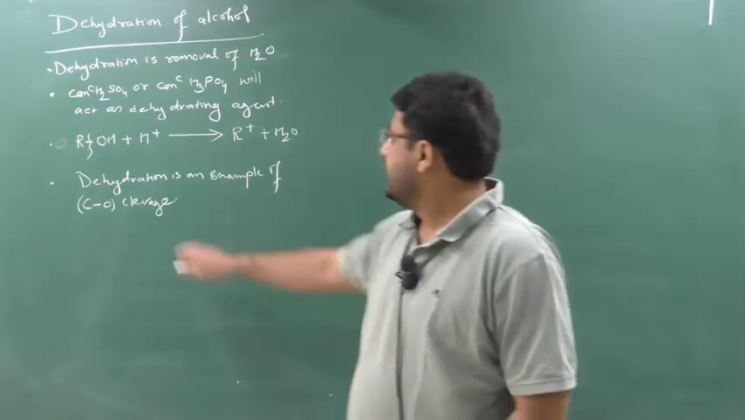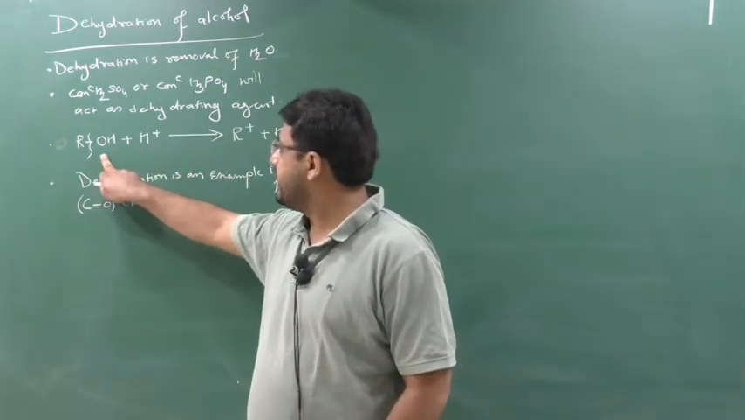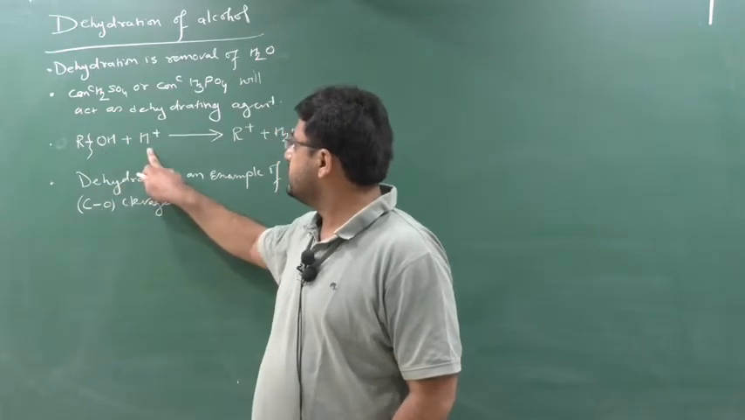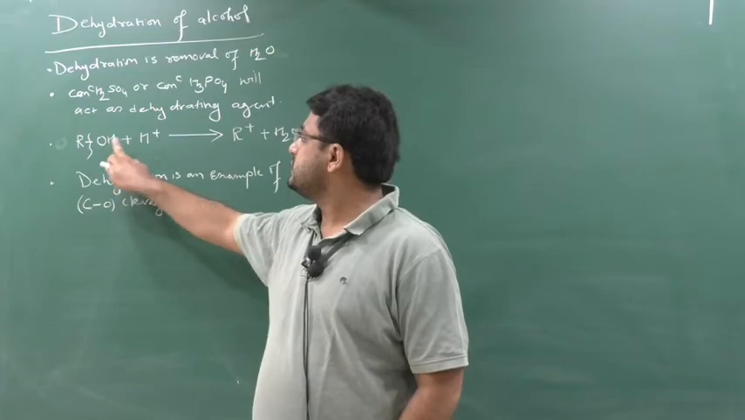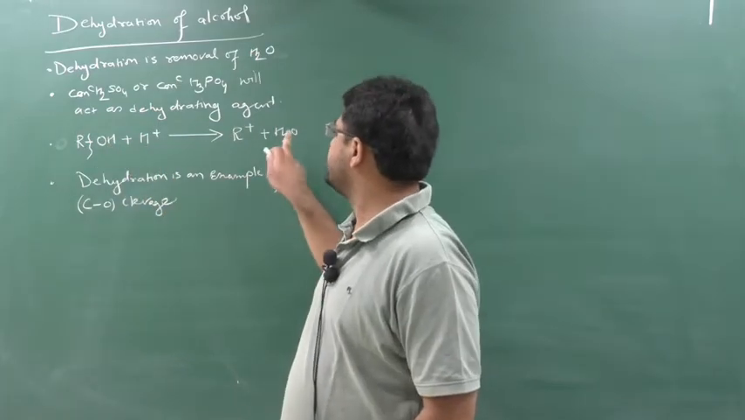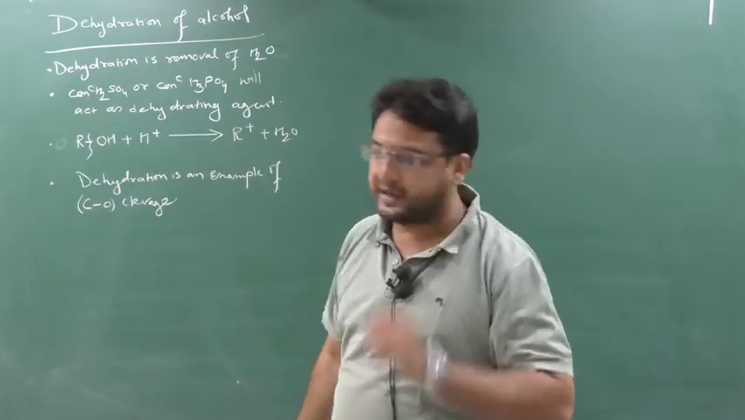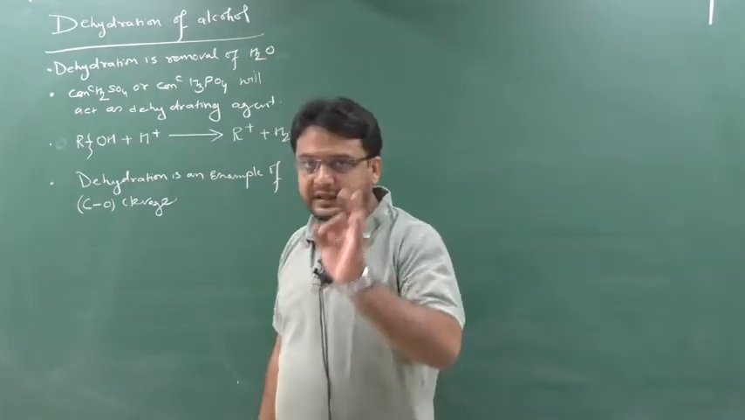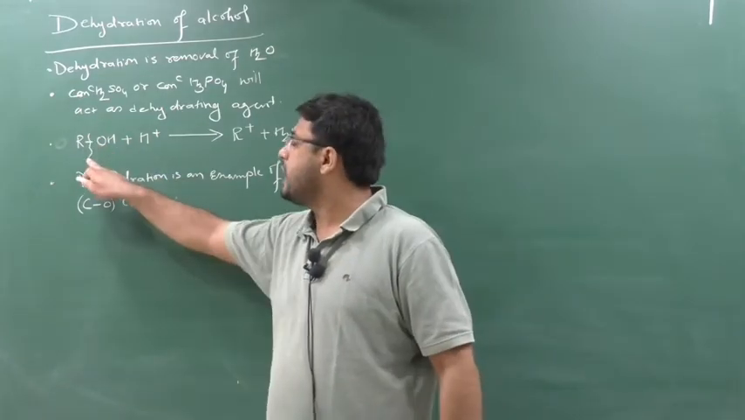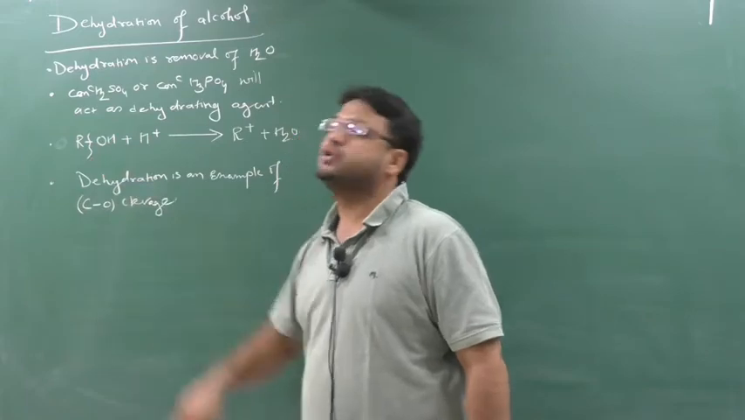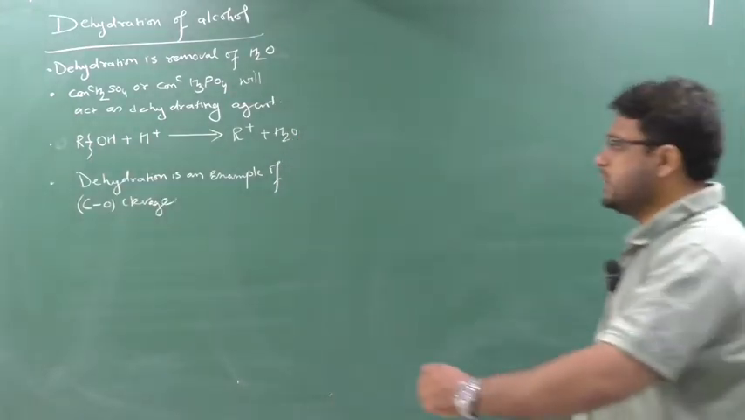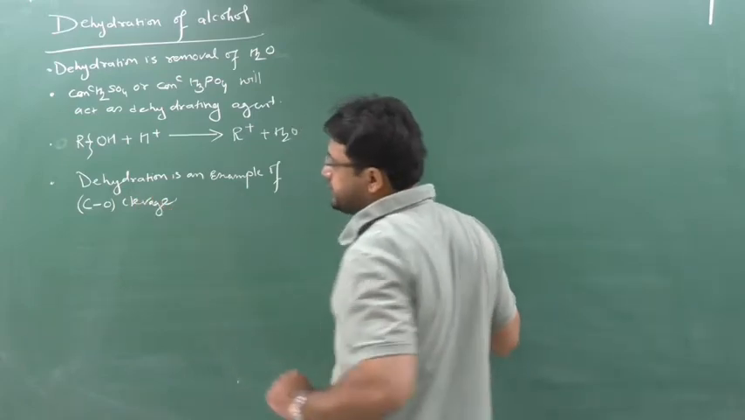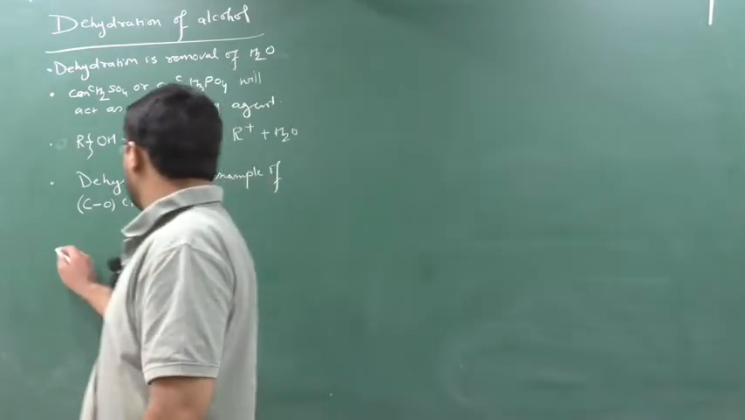You can see there is an H plus and there is an OH. This H plus will attract this OH and form H2O, and the formation of R plus will take place. So the first observation is that there will be a cleavage of RO, that is CO cleavage. So dehydration is an example of CO cleavage. Point number one.